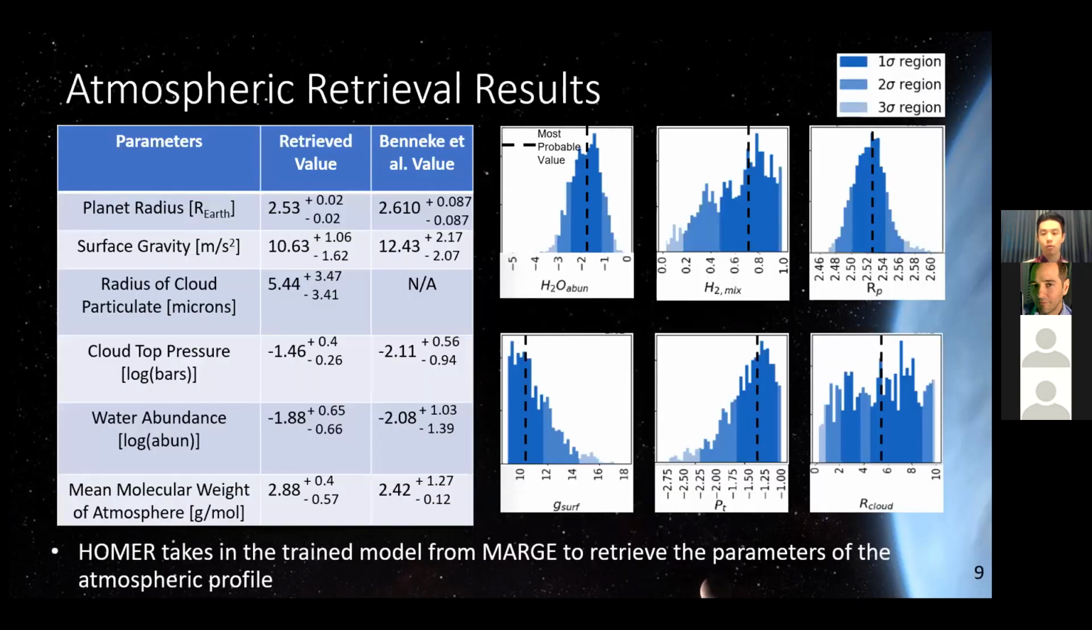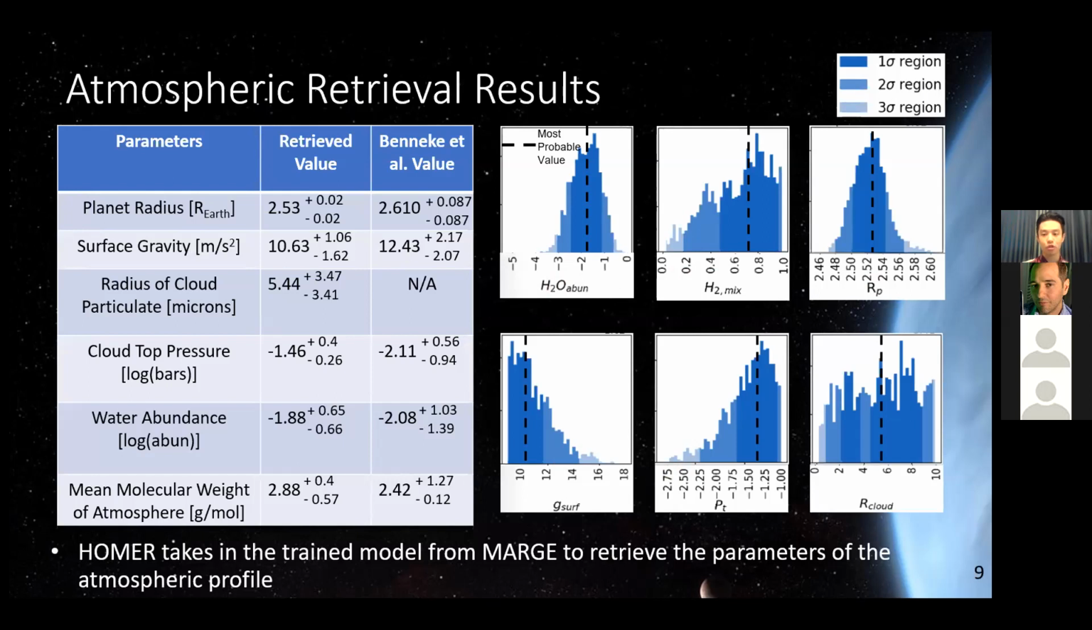And so here I show what the results we get from Homer. So Homer then takes the trained model from Marge in the previous slide and creates distributions of what each parameter can most likely be. So here I have a histogram for each of the parameters with a dotted black line indicating the value that is the most probable value. So starting from the top left here, we have the abundance of water, the background gas ratio, planet radius, surface gravity, cloud top pressure, and cloud particulate radius.